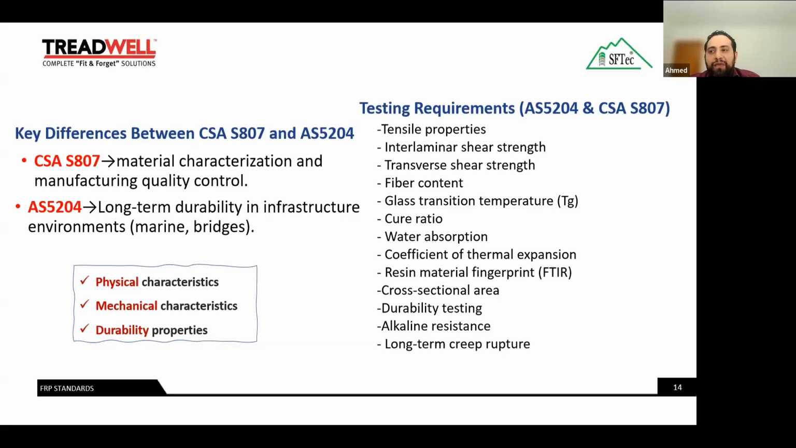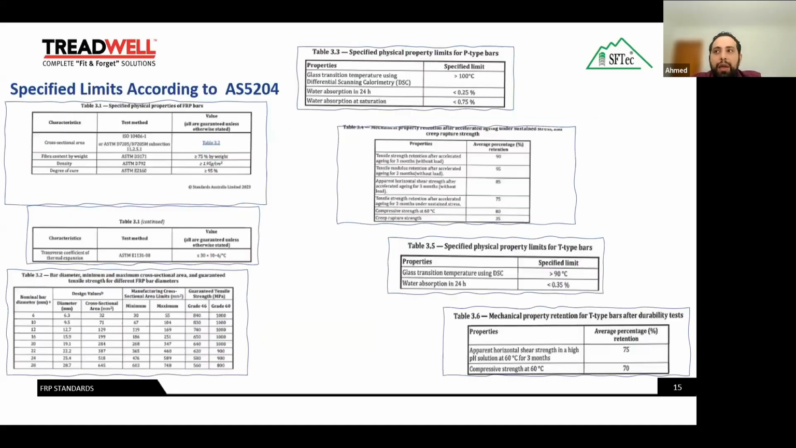Also, it should be mentioned that the physical properties are the primary results that can give us the target or the trend of the bars. If we have some bars and we need to judge them, we need primarily to do the physical properties and then complete with mechanical and durability properties. Finally, CSA S807 focuses on material characterization, while AS5204 emphasizes long-term durability in infrastructure environments.